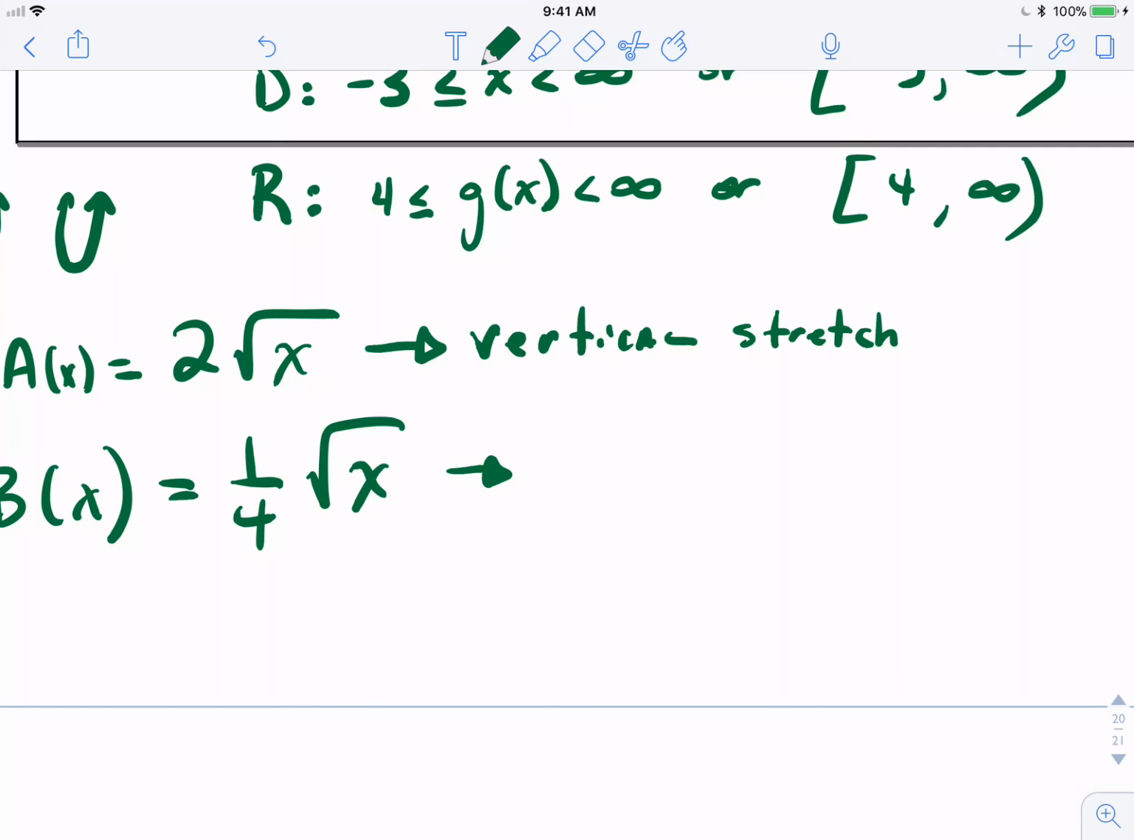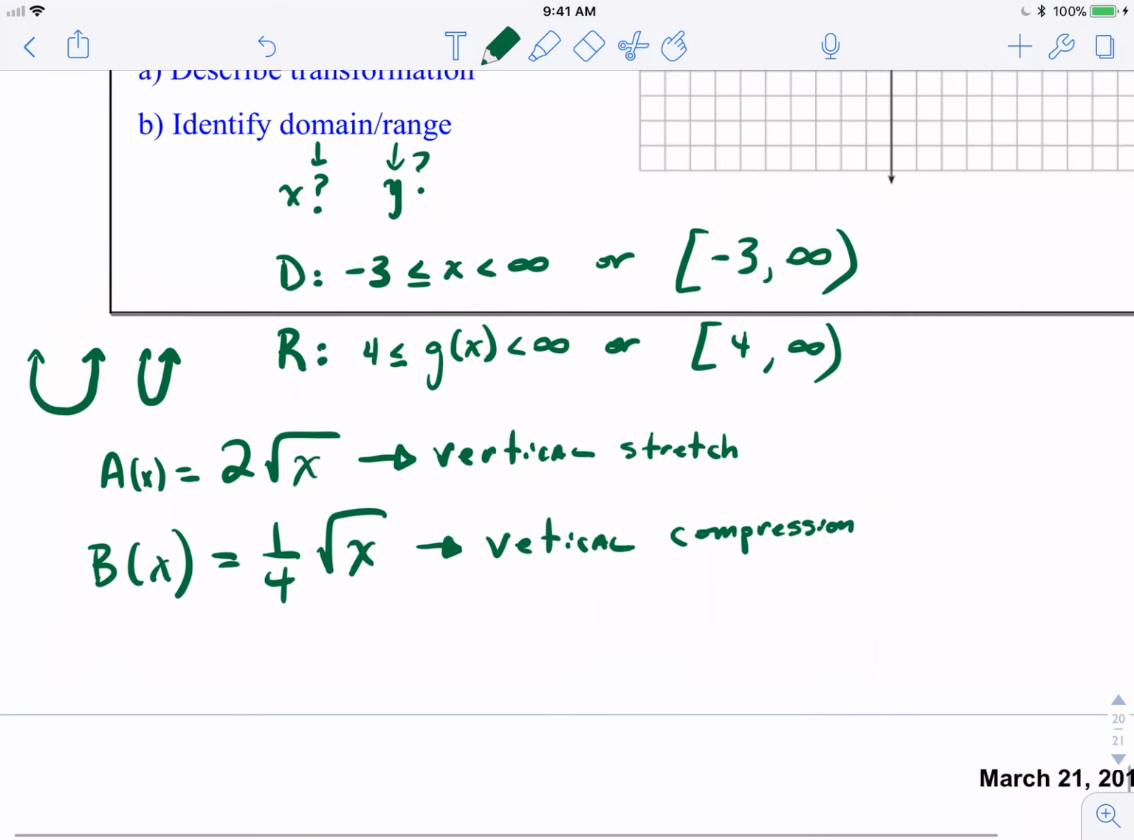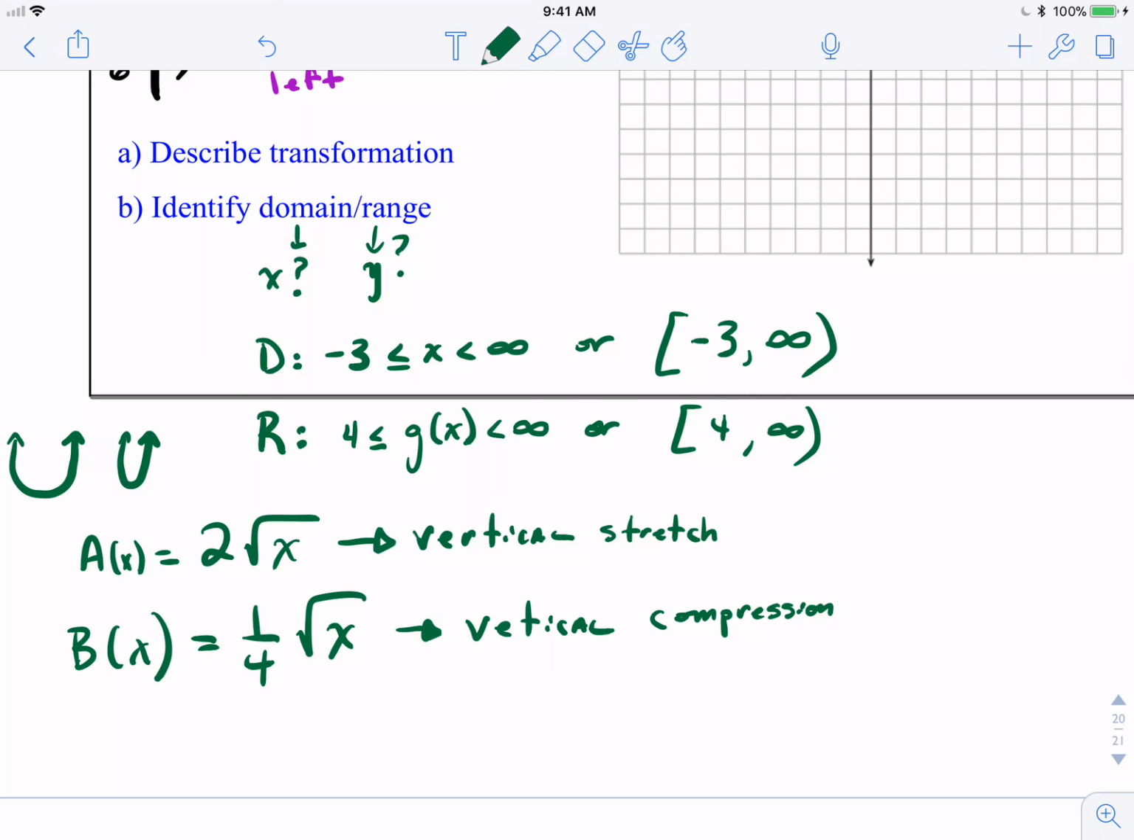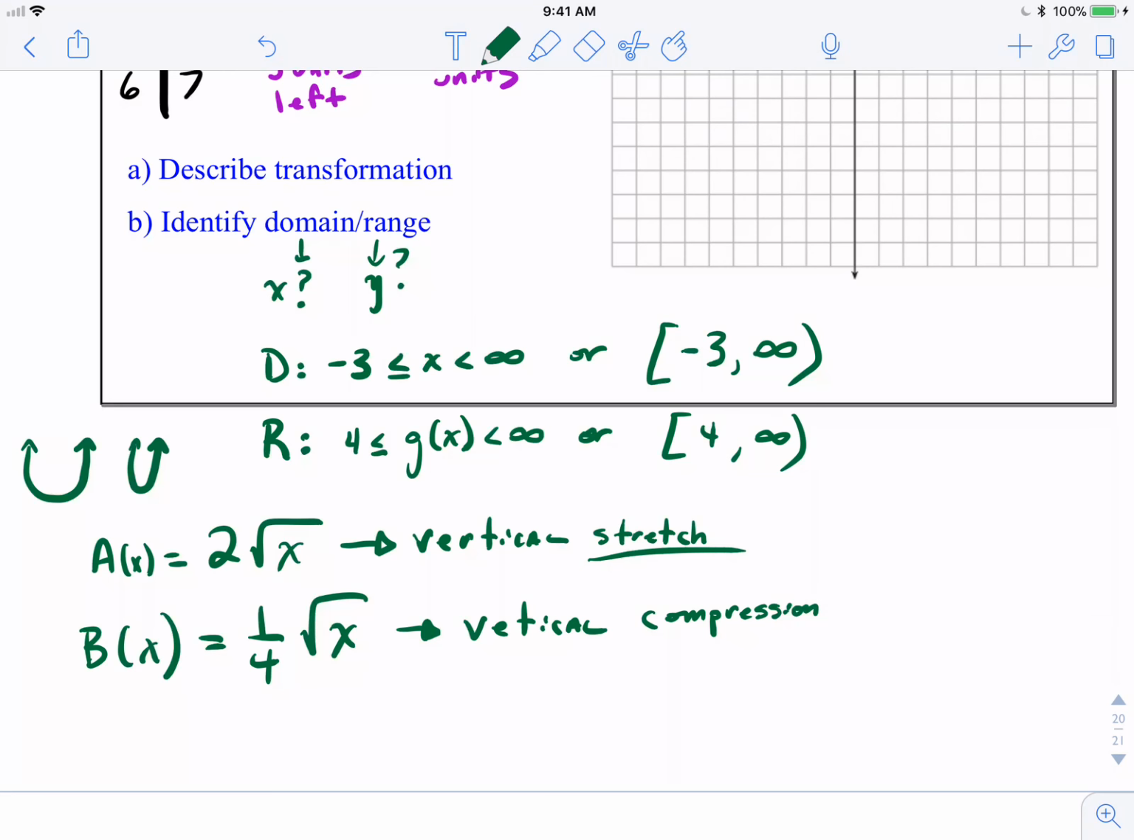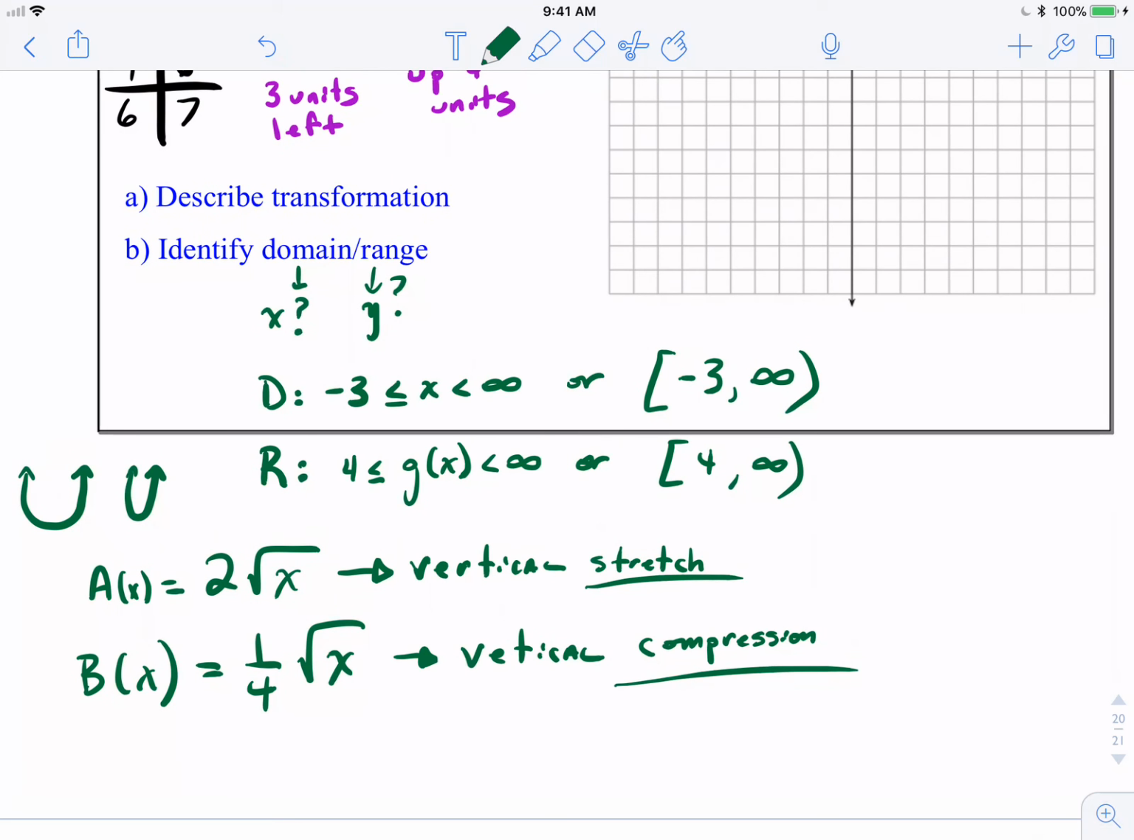Whereas a fraction, anything between 0 and 1, not including those, is going to be a vertical compression. That's going to get closer to the x-axis, whereas a stretch makes it further away. Okay, so it's just an additional vocab for transformations. We want to make sure we're using this terminology and not narrower and wider.